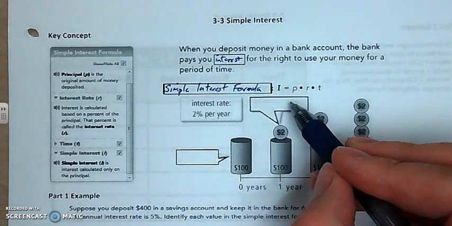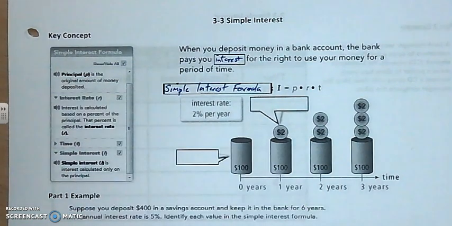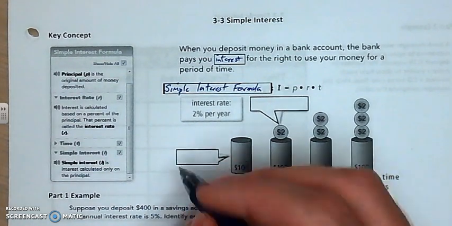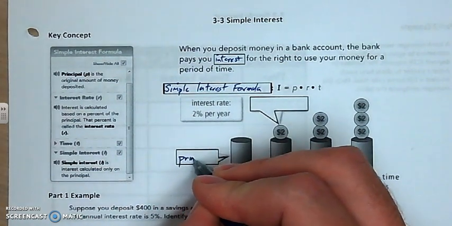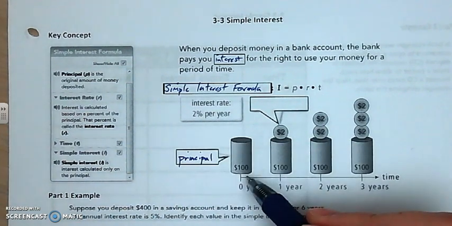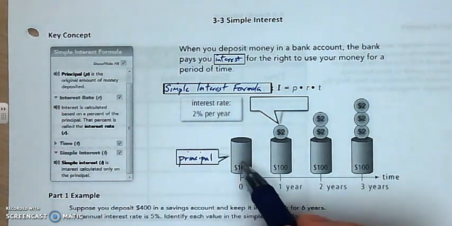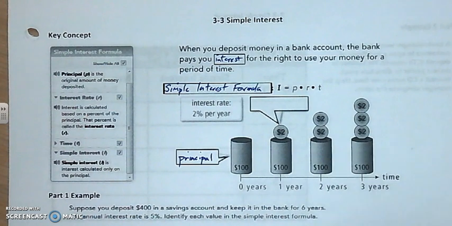So what does P stand for? What do all these things stand for? Well, they're over here. P stands for principal, and principal is the original amount of money that you deposited. In this situation right here, the principal is going to be $100. Let's actually talk about it being deposited. You deposit $100, and then you're going to earn interest later. So we deposit $100.